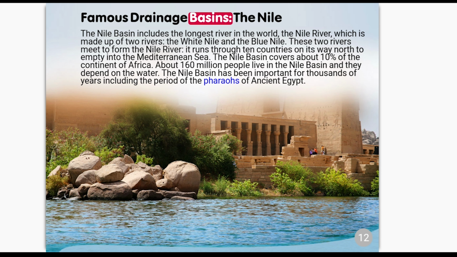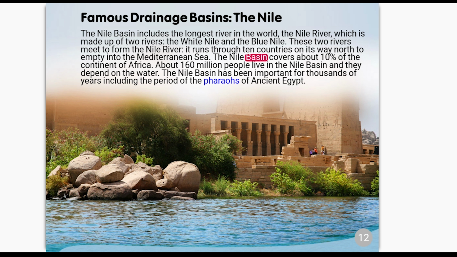Famous drainage basins. The Nile. The Nile Basin includes the longest river in the world, the Nile River, which is made up of 2 rivers, the White Nile and the Blue Nile. These 2 rivers meet to form the Nile River. It runs through 10 countries on its way north to empty into the Mediterranean Sea.